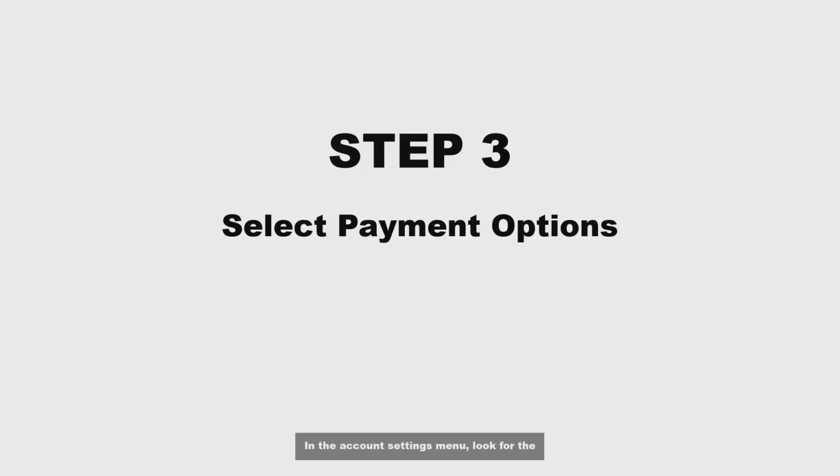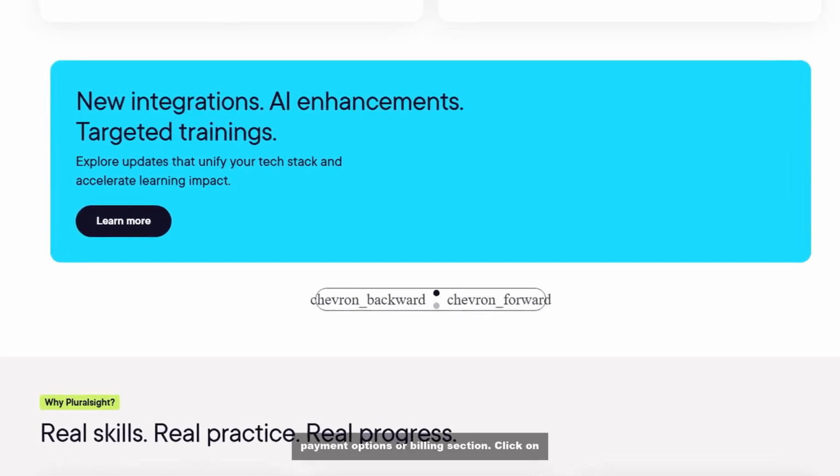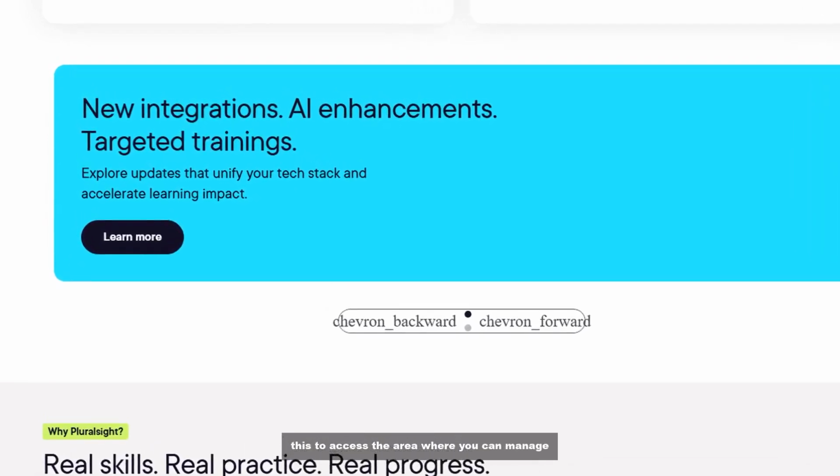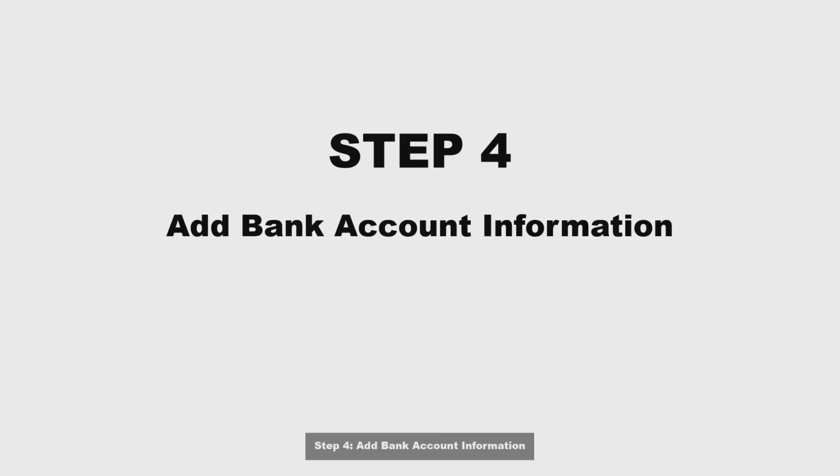Step 3. Select Payment Options. In the Account Settings menu, look for the Payment Options or Billing section. Click on this to access the area where you can manage your payment methods. Step 4. Add bank account information.